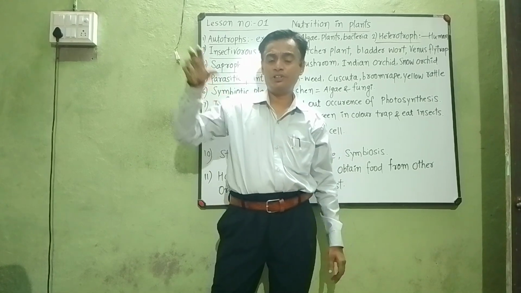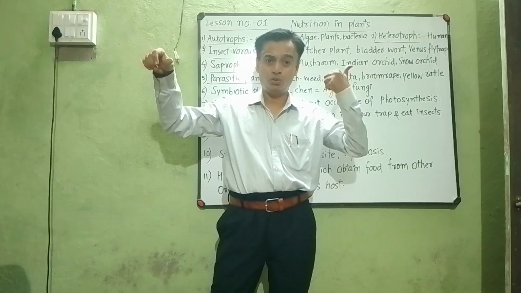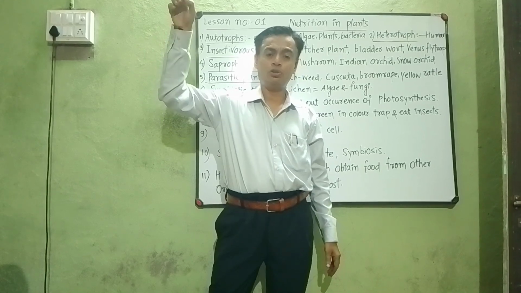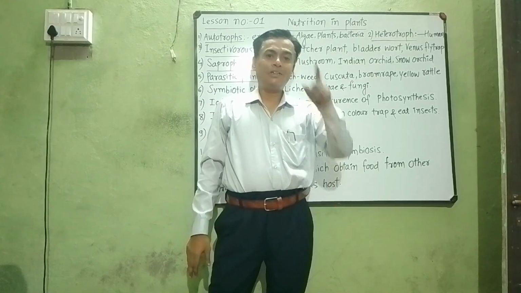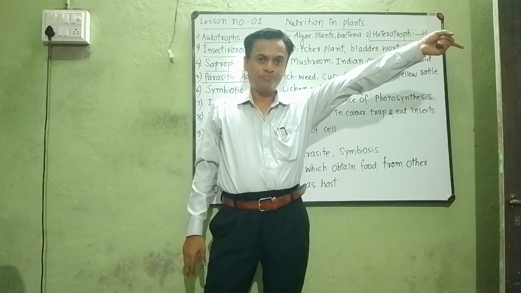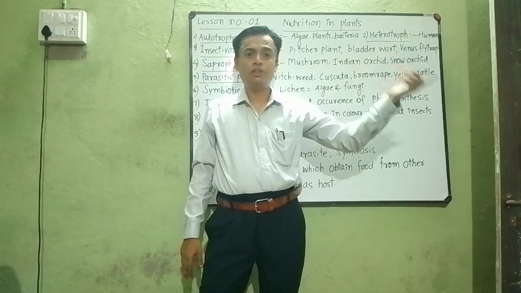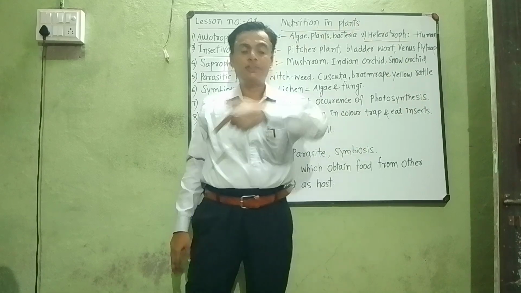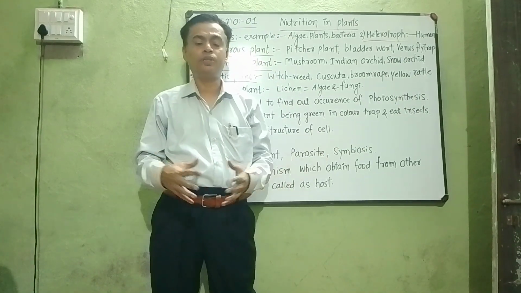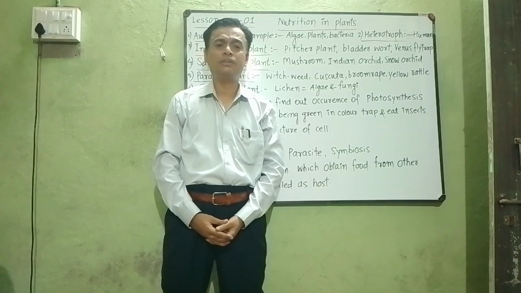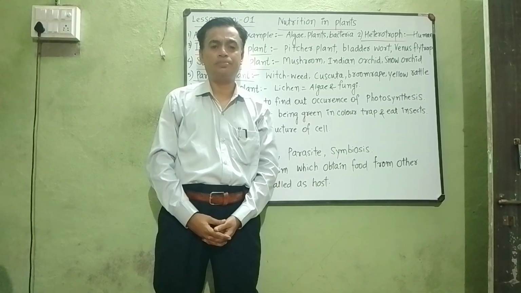Now this Rhizobium is living in symbiotic association with the roots of the leguminous plant. This Rhizobium is living in the root nodule. Rhizobium is giving nitrogen to the leguminous plant. In return, the leguminous plant is giving shelter to the Rhizobium, and this type of association is called symbiotic association, and these plants are called symbiotic plants.